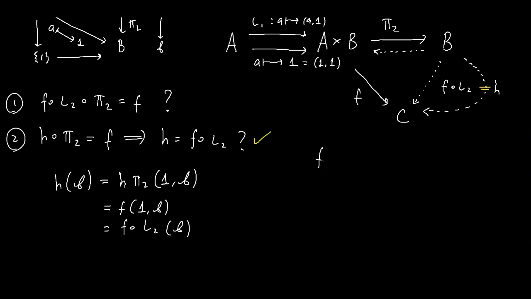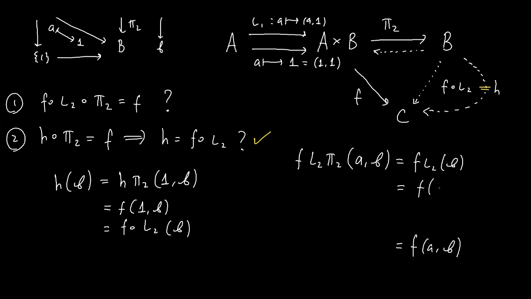Okay, so for the first one, we'll have F iota 2 pi 2 of AB. And now I want a chain of equalities, which will bring me down to that equaling F of AB. Any ideas what to do here? Of course, if I just compute the left-hand side, it's going to be F iota 2 of B, which is going to be F 1B. And now I need to somehow prove that F1B equals FAB for any monoid homomorphism.